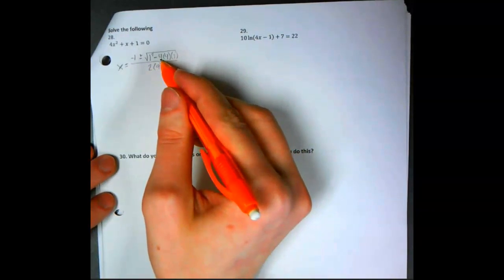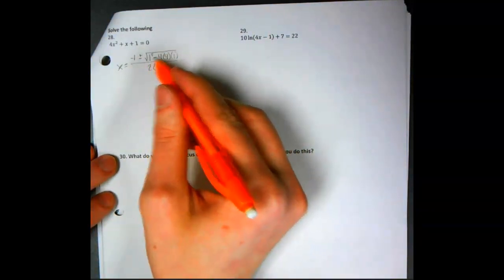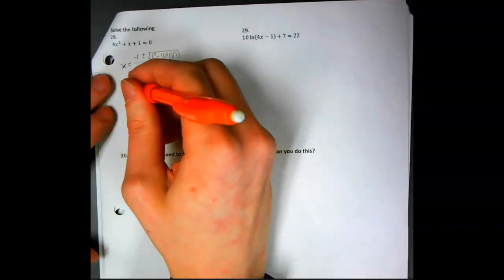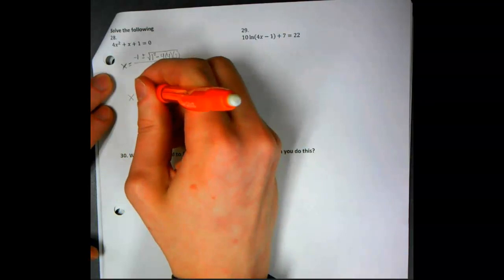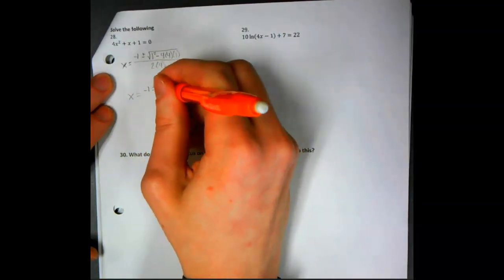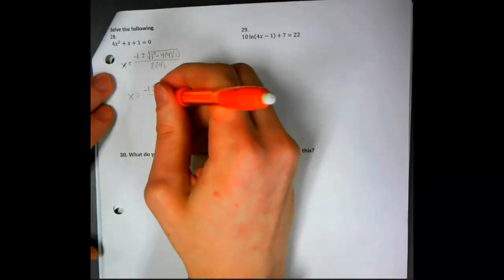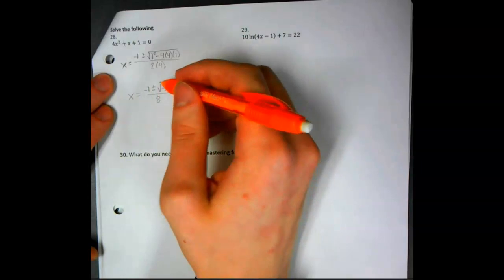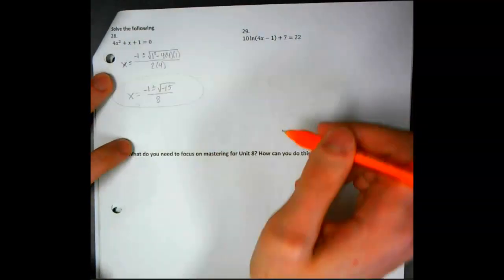So when we have this, we'll have 4 times 4 is 16. 1 minus 16 will be negative 15. So we'll have x equals negative 1 plus or minus the square root of negative 15 over 8. If you want to change that into being i square root of 15, that's fine, but that'll be your answer.